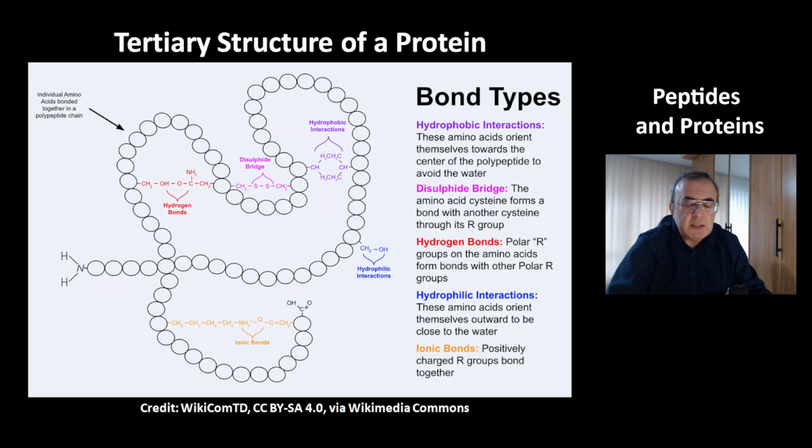These are the bond types that make the tertiary structure of a protein. You have the hydrophobic interactions. These are van der Waals bonds. They are weak. And you have the disulfide bridge. This is much stronger because it's an atomic bond. Then you get hydrogen bonds. Then hydrophilic interactions. These are hydroxyl groups that are oriented outward to be able to make intermolecular hydrogen bonds with water. And you got ionic bond.